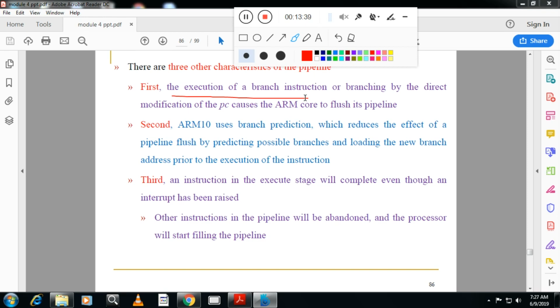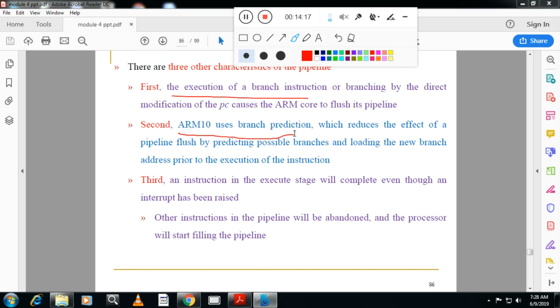by using a pipeline, it will fetch more than one instruction and store those instructions in a queue. But when a branch instruction is suddenly encountered, it has to jump to the branch. At that time, whatever it has stored in the pipeline becomes useless. It has to flush that pipeline. So that is the disadvantage of the pipeline. The second one is that ARM10 uses branch prediction.